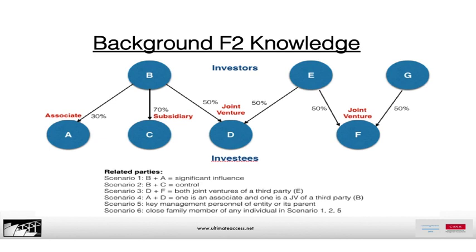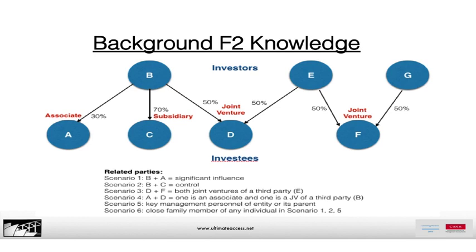In scenario number 3, we have Company D and Company F. Now, to give a bit of a background, Company D is a joint venture between Company B and E, so 50-50% ownership. And Company F is a joint venture between Company E and G, also a 50-50% split. This would mean Company D and Company F would be related parties as well, because they are owned by the same third party as joint ventures.